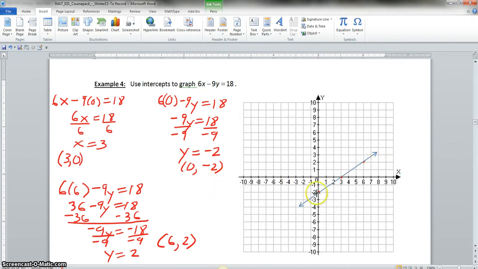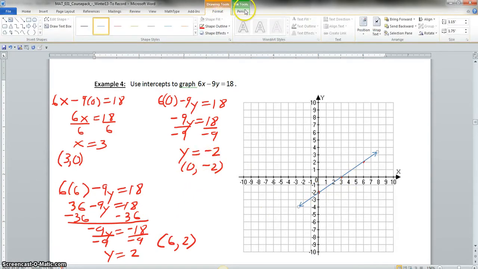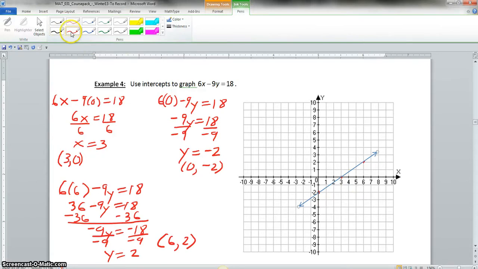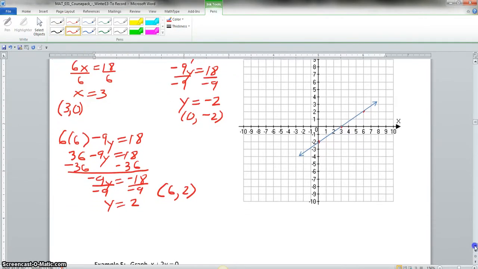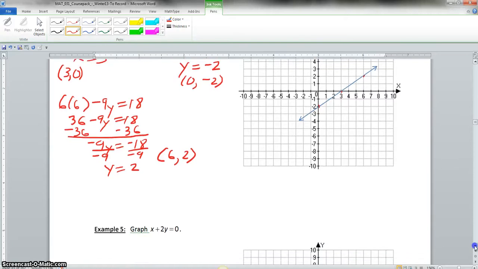Okay, now we have our graph. Now this is the answer to example 4. We graphed it and we have our 3 points. Now we need to scroll on down. And now we go to example 5.